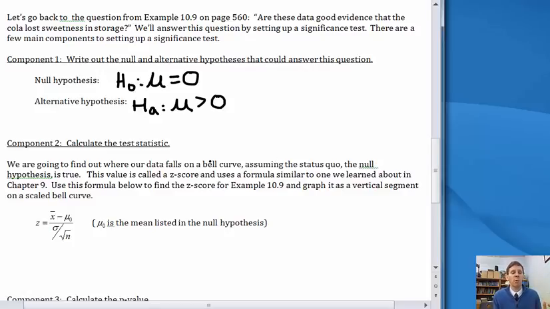Component two, calculate the test statistic. We're going to find out where our data falls on a bell curve, assuming the status quo, the null hypothesis, is true. This value is called a z-score and uses a formula similar to the one we learned about in chapter 9. We're going to use the formula below to find the z-score for example 10.9, and graph it as a vertical segment on a scaled bell curve.